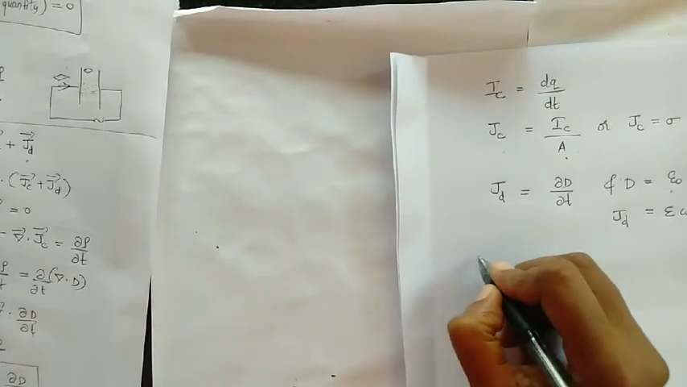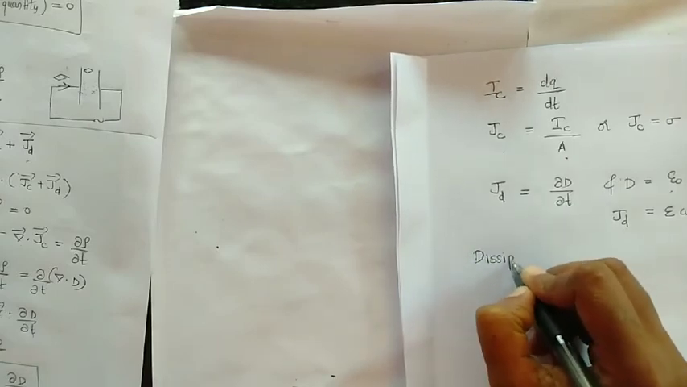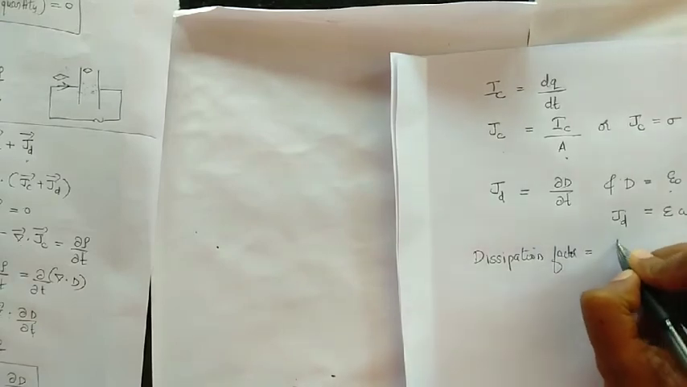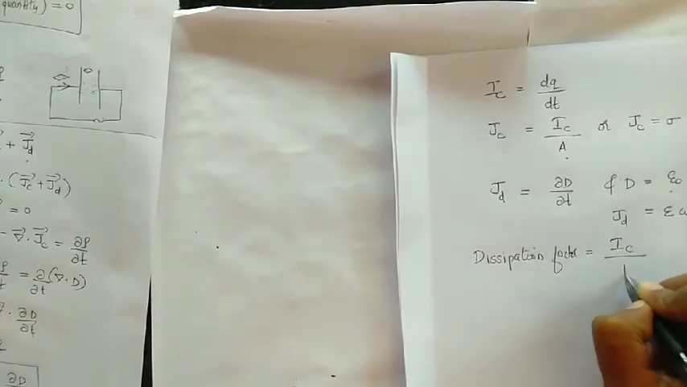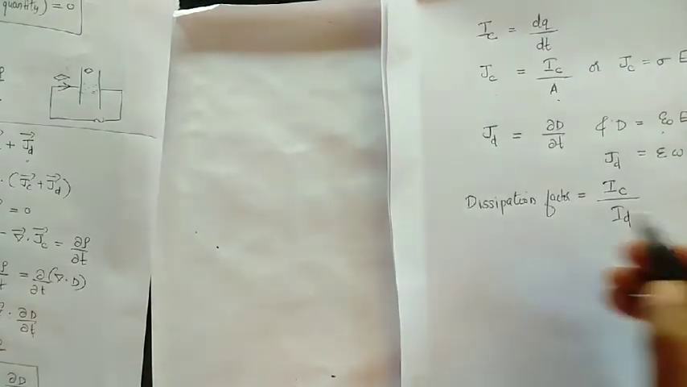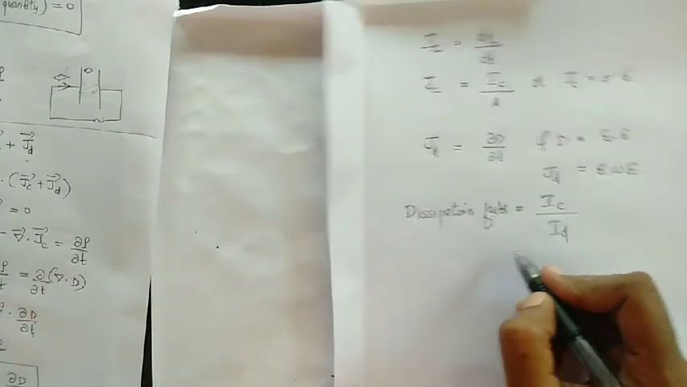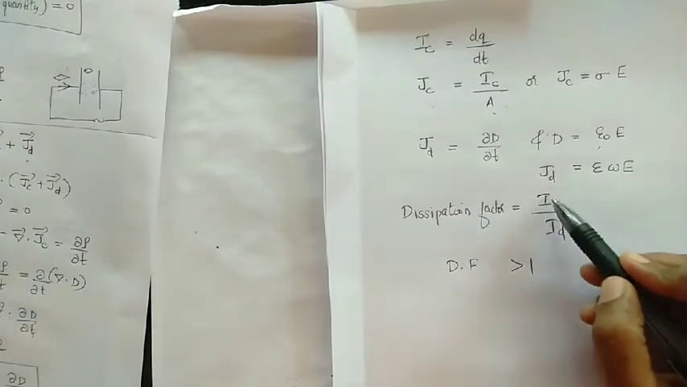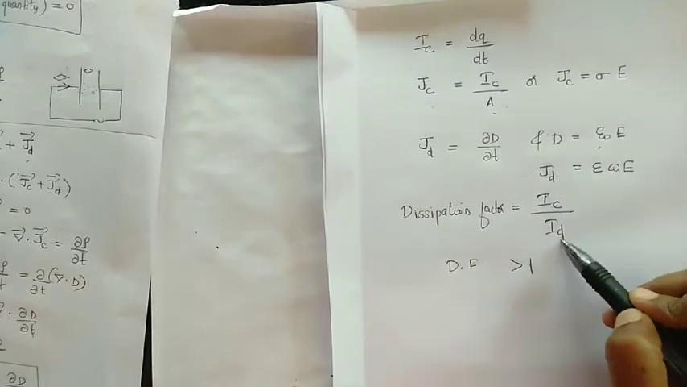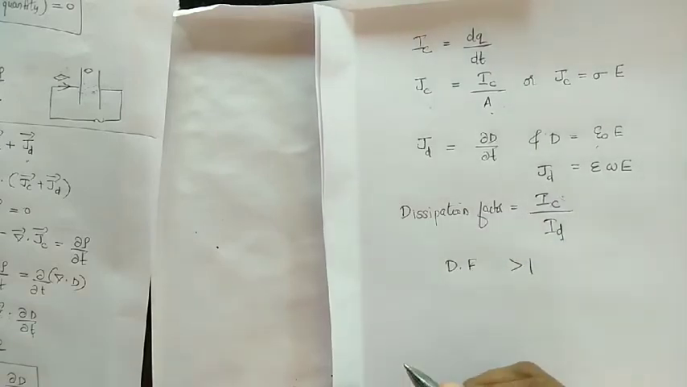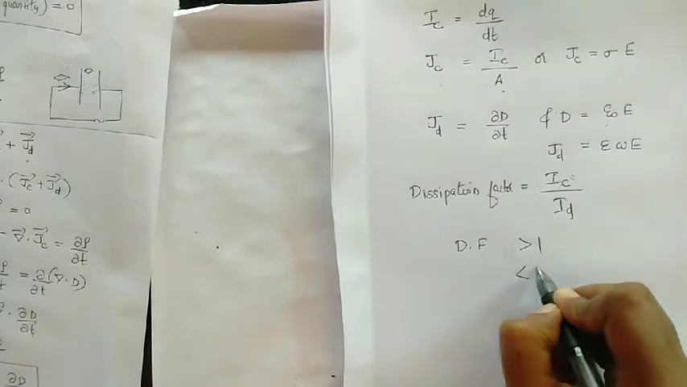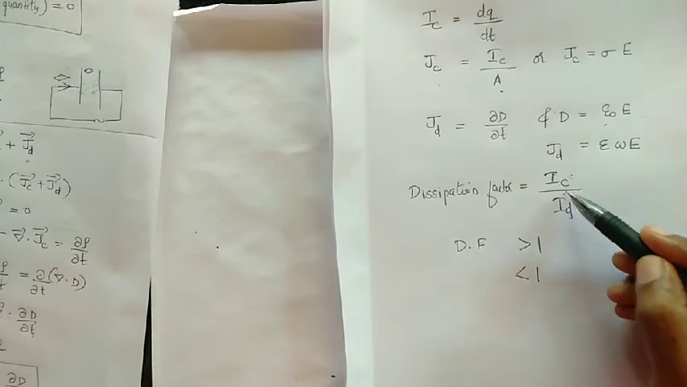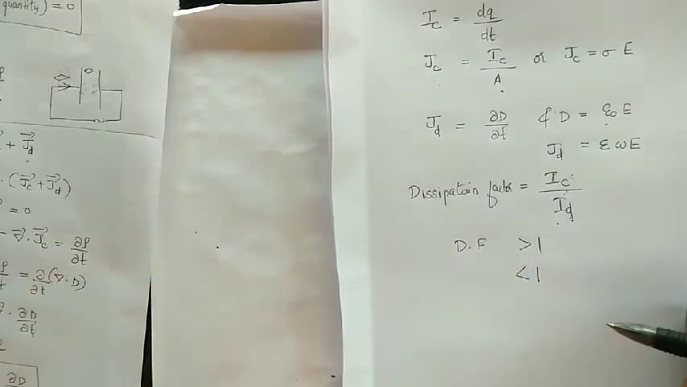So there is a factor known as dissipation factor, which is the ratio of conduction current and displacement current. Okay, so if this dissipation factor is greater than 1, what does it mean? Conduction current is dominated over displacement current, so it will be a conductor, isn't it? If this dissipation factor is less than 1, what does it mean? Conduction current is less than displacement current, so it will be a dielectric.